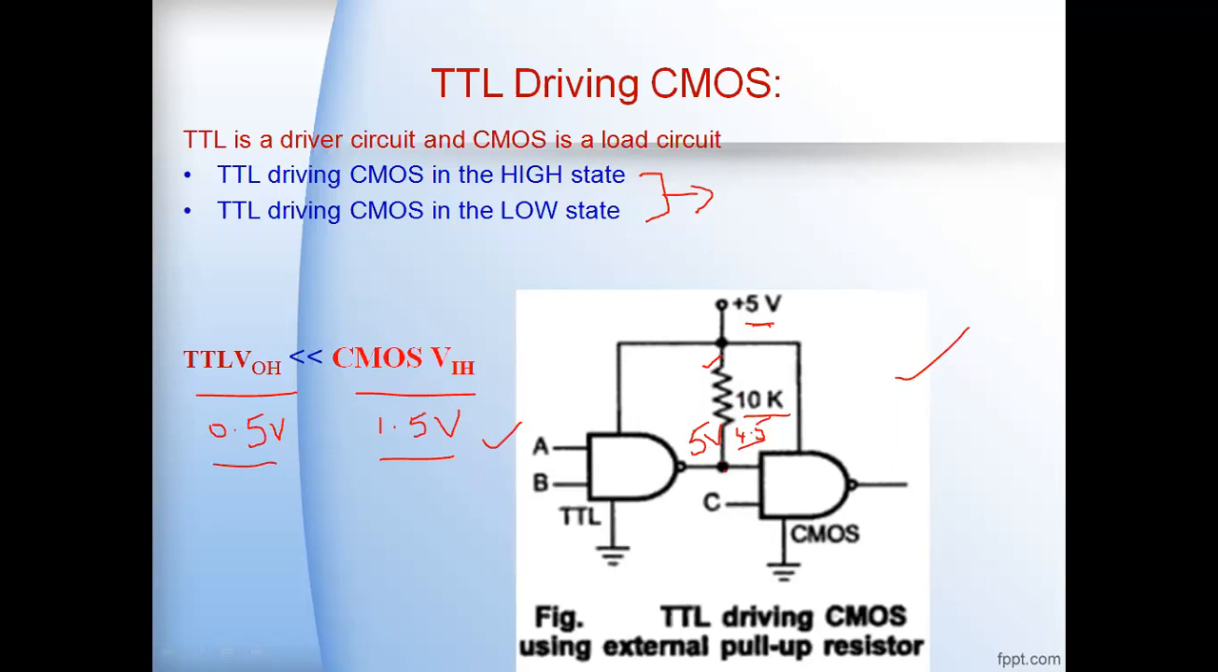So that voltage is sufficient to drive the CMOS input here. This is how the interfacing is done for a TTL driving the CMOS input. Do you understand this? TTL driving the CMOS input. So this is the case when the operating voltage is 5 volts or less, when the operating voltages are within the 5 volts here.